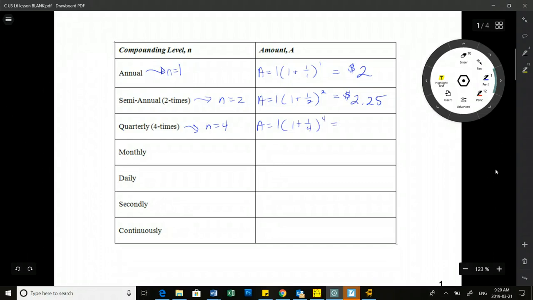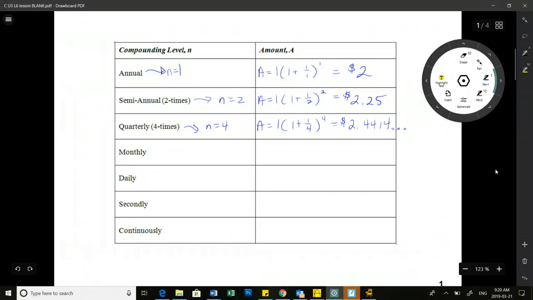Let's continue and see. If I compound 4 times a year, so every 3 months, let's see how much we end up with at the end of our year. 2.44, exactly? Okay. And so on, we'll say.